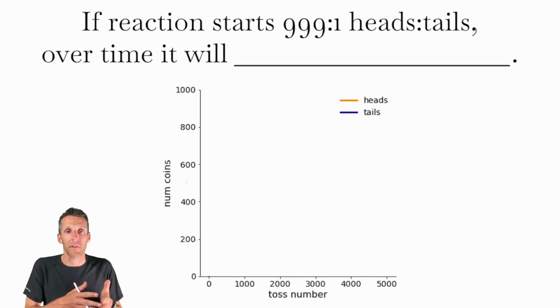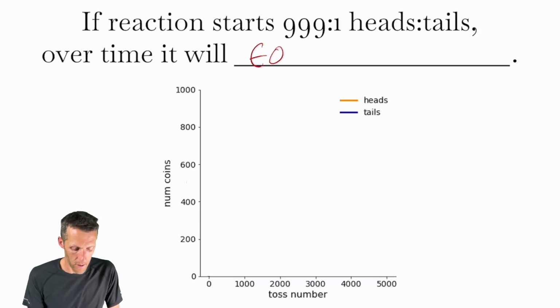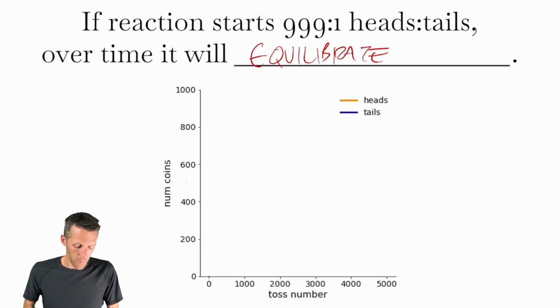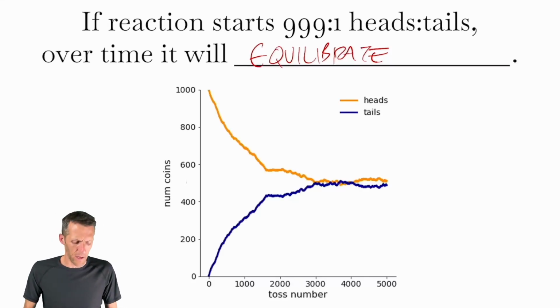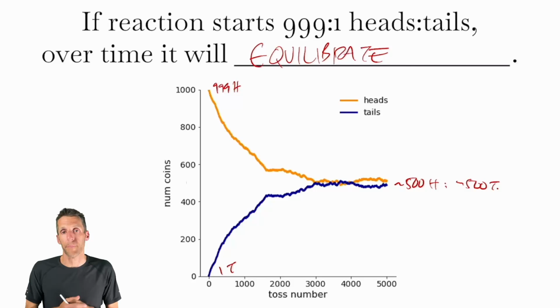So what's it going to look like? If the reaction starts at 999 heads and 1 tail, over time it will equilibrate. What do I mean by that? I didn't say earlier, these are simulations that I'm running inside a computer, effectively tossing coins. What we see here is it equilibrates. We start out with 999 heads and 1 tail, and at the end we are at about 500 heads and 500 tails. The reaction has equilibrated. At the end, we are in this equilibrium condition where the rate of forming heads and tails is exactly opposite. But over here, we have a difference in the two rates.